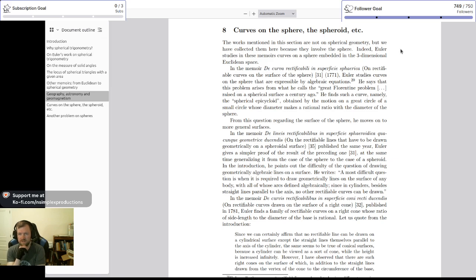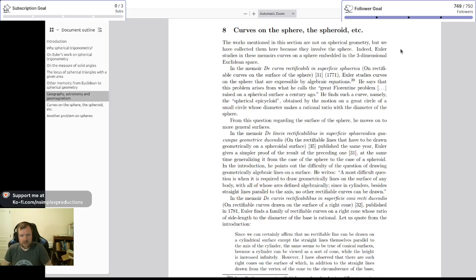1670s. He finds such a curve, namely the spherical epicycloid, obtained by the motion of a great circle on a small circle, whose diameter makes a rational ratio with the diameter of the sphere. From this question regarding the surface of the sphere, he moves on to more general surfaces.